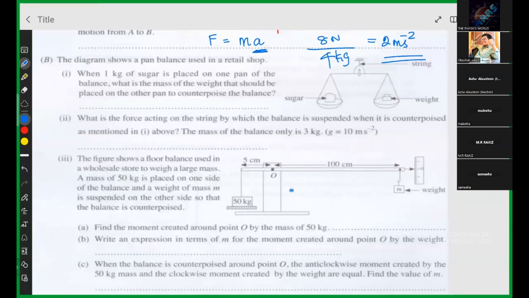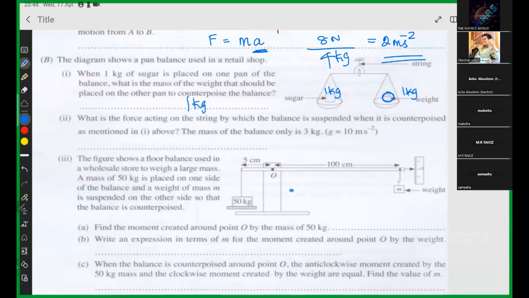Look at this. They have given a pan balance with sugar, and a weight is mentioned. When 1 kilogram of sugar is placed on one pan of the balance, what is the weight that should be placed on the other pan? That is, here if you keep 1 kilogram of sugar, what weight do you have to keep here so that it is balanced? The same 1 kilogram. So your answer is very, very simple. Even a small child could answer that. It's 1 kilogram.